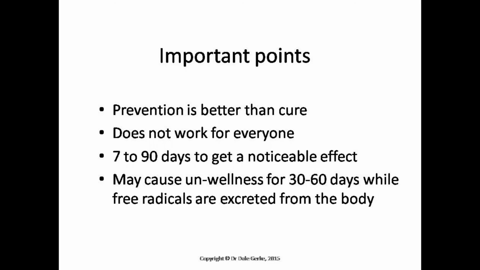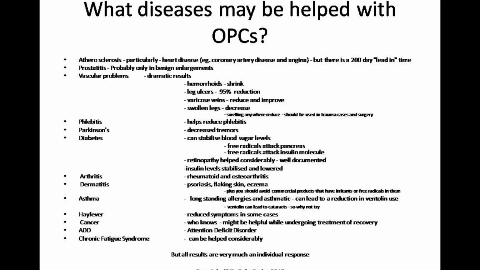So ironically, when you take antioxidants, if you have a lot of free radicals in your body, you're going to have an increased free radical concentration in your bloodstream. So it makes you feel a little unwell for a while. But those free radicals are excreted in the urine. So over a period of time, you'll actually end up much healthier. My advice would be that if you're taking antioxidant supplements and you're not feeling terribly well for a little while, continue taking them, because it's a very good indication that you've probably got a lot of free radical attack occurring in your body. So what diseases may be helped with OPCs?